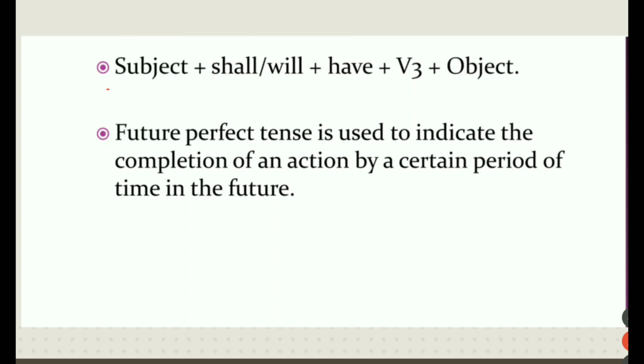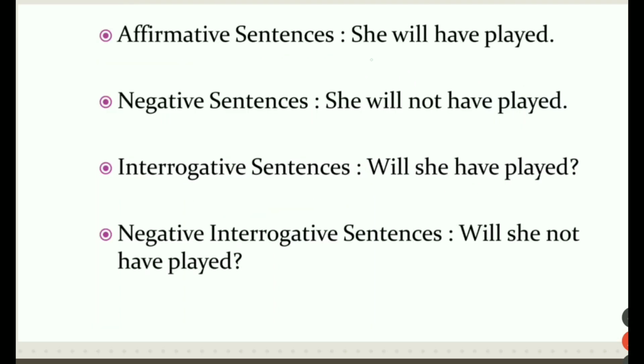The next form is subject plus shall or will plus have plus third form of verb and the object. Now this is a future perfect tense, which is used to indicate the completion of an action by a certain period of time in the future. For example, she will have played, which is an affirmative sentence. The negative sentence would be she will not have played. The interrogative sentence would be will she have played? And the negative interrogative sentence would be will she not have played?